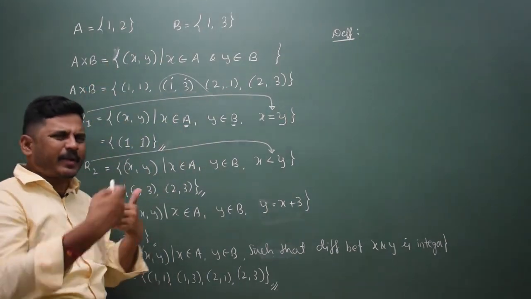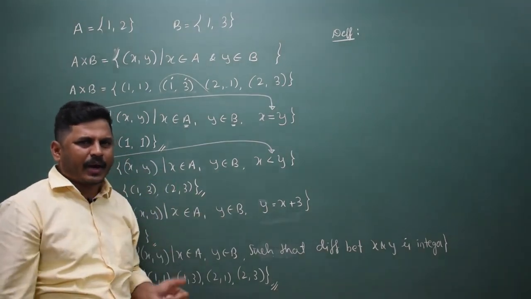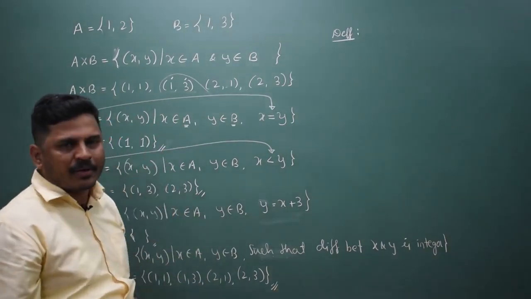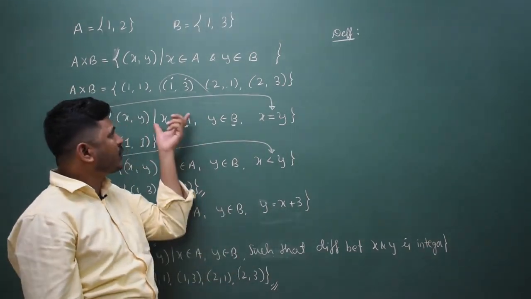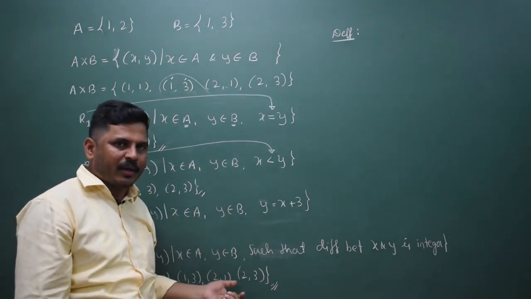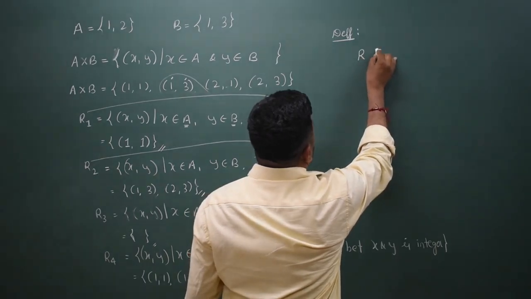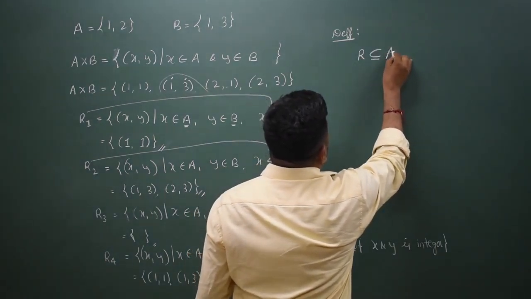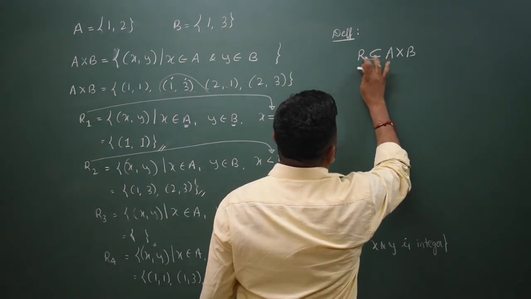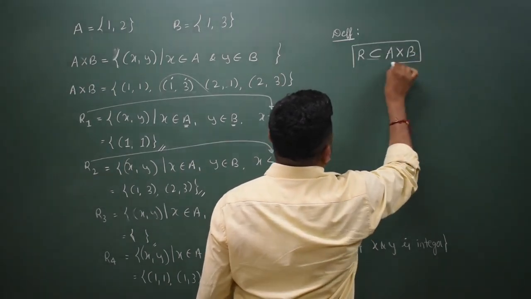For all, you can write as many as you like, infinitely many. Are these subsets of A cross B, or did you get any element other than those in A cross B? No. That is, the relation R is a subset of A cross B.